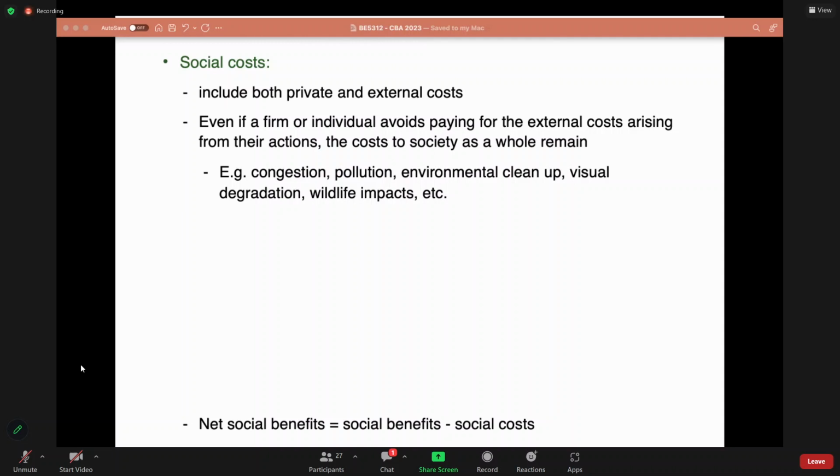So in a project, the net social benefit would be the difference between the total social benefits and the total social costs. So not just the individual private costs, but also including the external costs and benefits both.